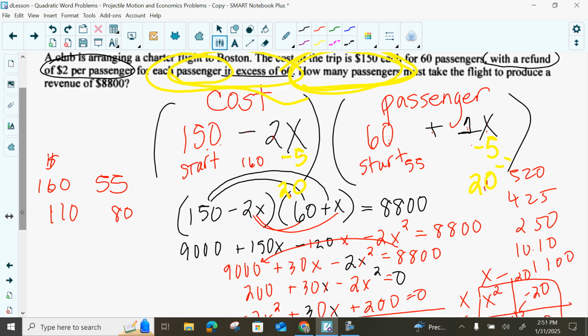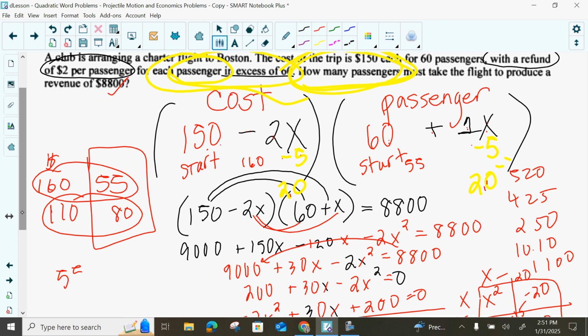So two situations would work. If only 55 people go, they're each going to pay 160 bucks and 8,800 is collected. If 80 people go, they're each paying 110 bucks. They're still getting 8,800 for revenue. So either of these answers work, 55 passengers or 80 passengers. They would both be okay.